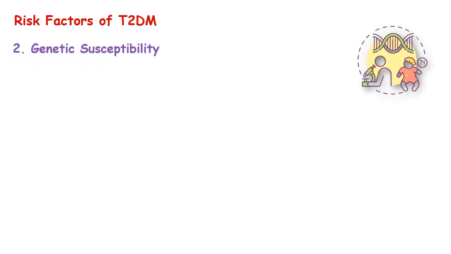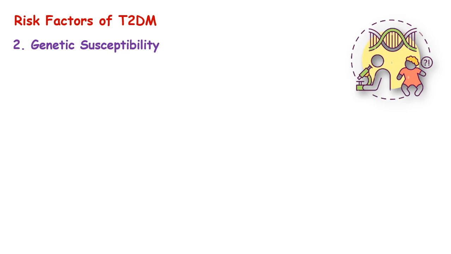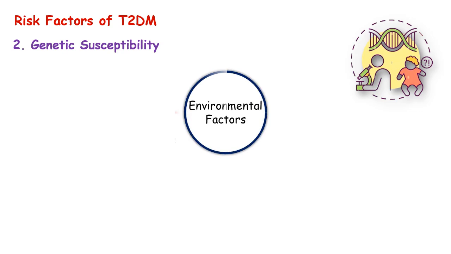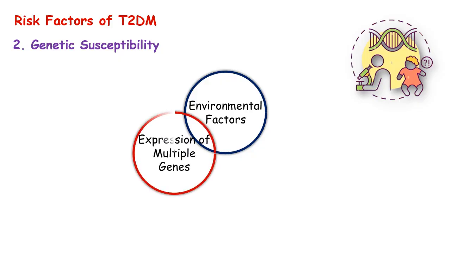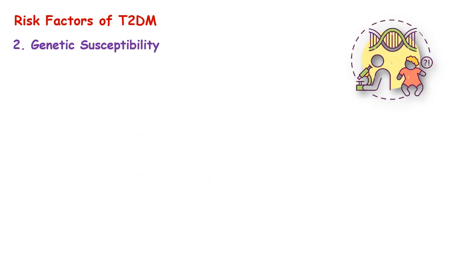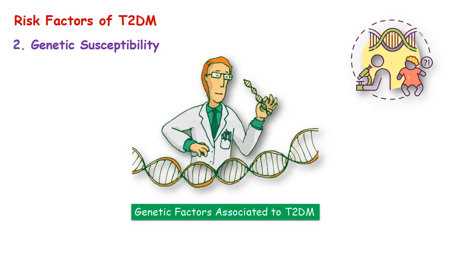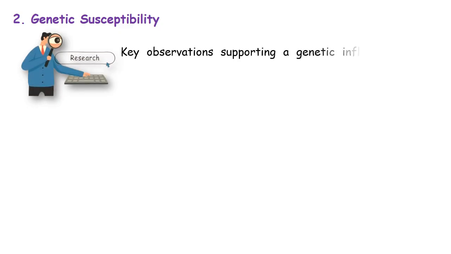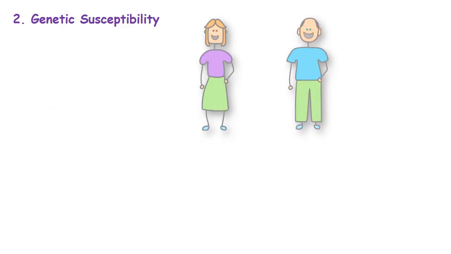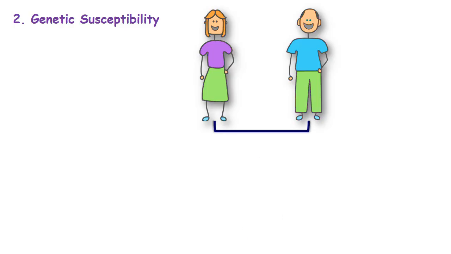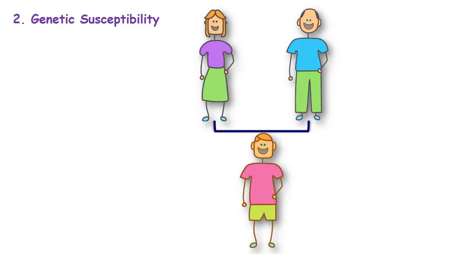Another risk factor of type 2 diabetes is genetic susceptibility. Type 2 diabetes is caused by a complex interaction of environmental factors and expression of multiple genes in susceptible people. Numerous studies have demonstrated that genetic factors contribute to the development of type 2 diabetes. Key observations supporting a genetic influence include: parental genetic factors play a significant role in the risk of developing diabetes in children.